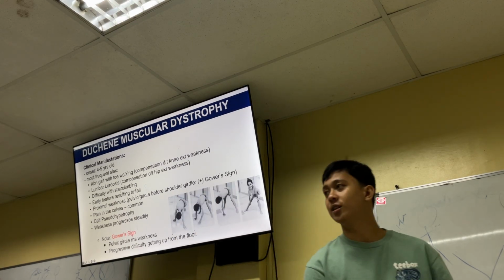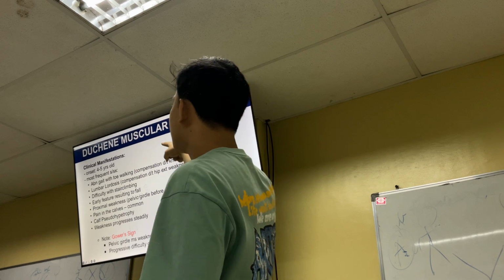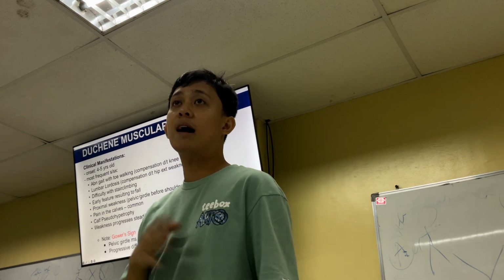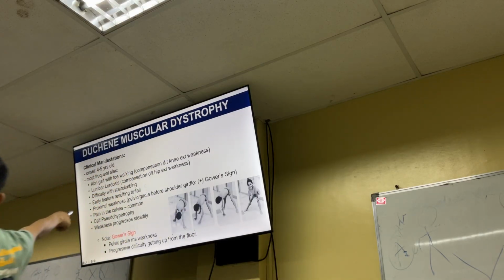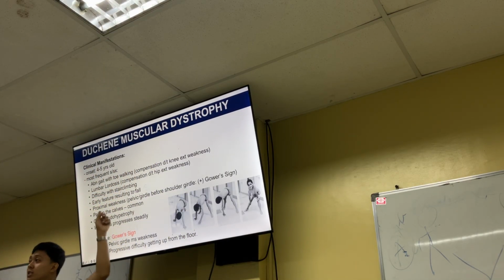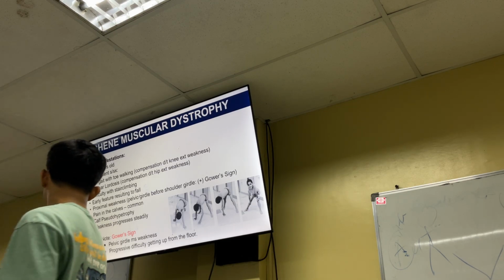Clinical manifestation. The highlight here is the onset, usually at a younger age, 4 to 5 years of age. The common manifestation is proximal weakness, no? That is the inherent muscular pattern, proximal weakness. It could be the shoulder or your hip. If there is weakness of your pelvic musculature, they will probably be positive for what sign? Gower sign. There will be pelvic girdle muscle weakness, progressive difficulty getting up from the floor.